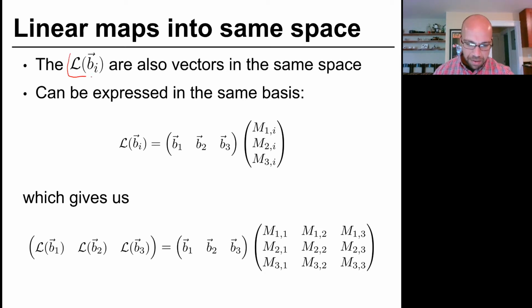Namely, remember that my linear map is really determined by its action on the basis vectors Bi. But those are also vectors, and they're vectors in the same space. What does that mean? Well, this is a big pile of symbols, but at the end of the day, this really is just some vector.